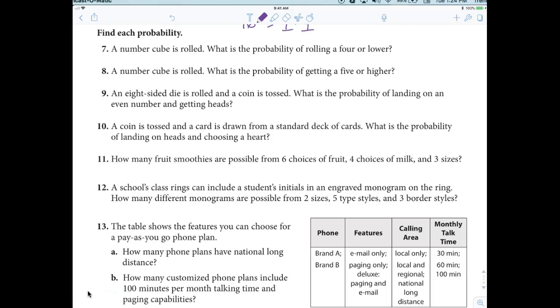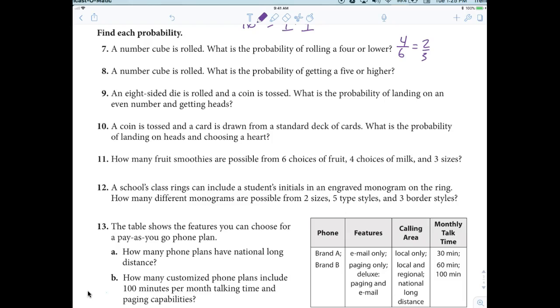What is the probability that you get a 4 or lower on a cube? I got 4 out of 6. That's what I want you to do: 4 out of 6, and then reduce it to 2/3. So when we have a problem that is a number cube, it's always a 6, unless they tell you otherwise.